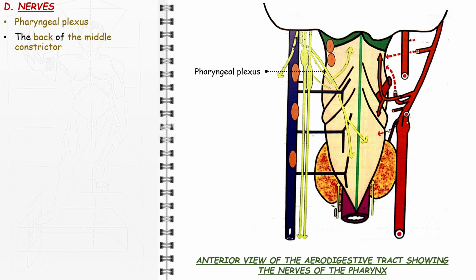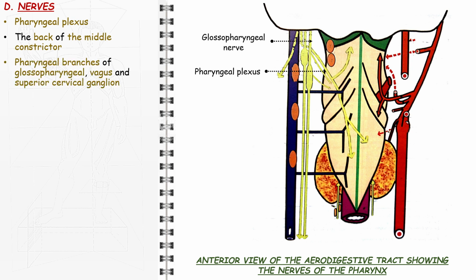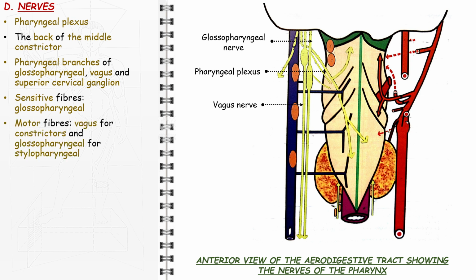The pharyngeal plexus at the back of the middle constrictor ensures the nerve supply of the pharynx. It is made up of the pharyngeal branches of the glossopharyngeal, vagus and superior cervical ganglion. Its sensitive fibers are held by the glossopharyngeal nerve. The motor fibers come from the vagus for constrictors and glossopharyngeal for stylopharyngeus.